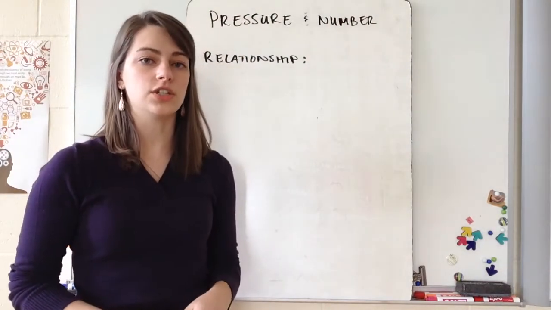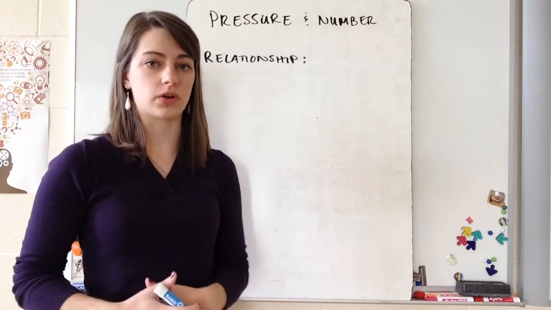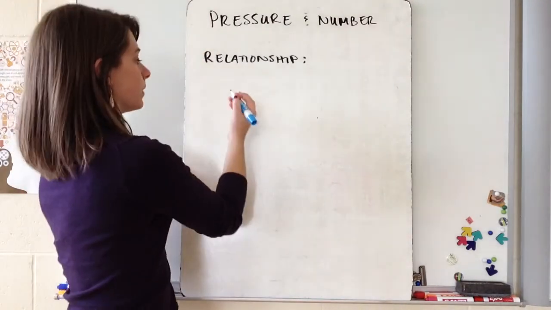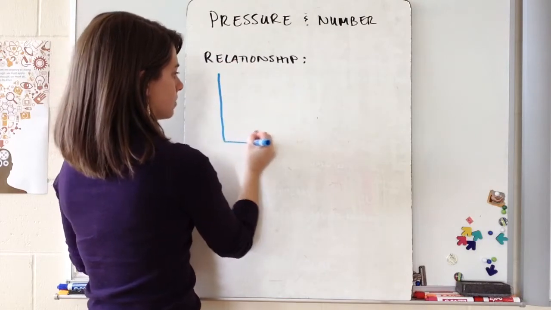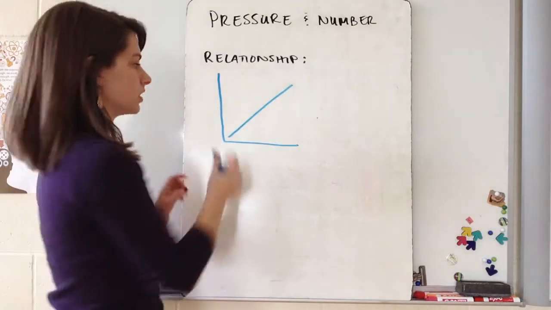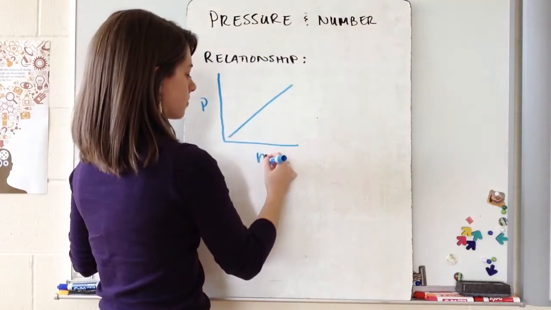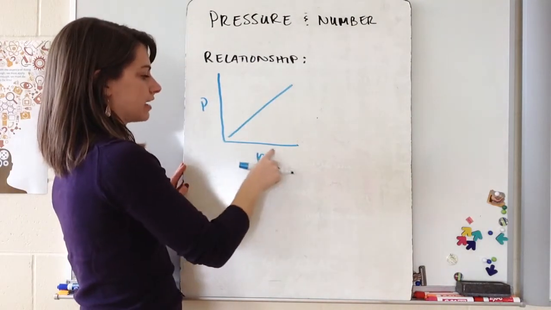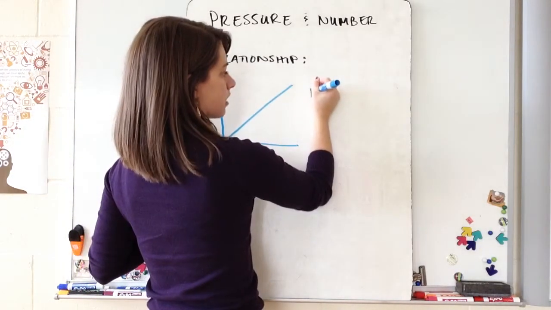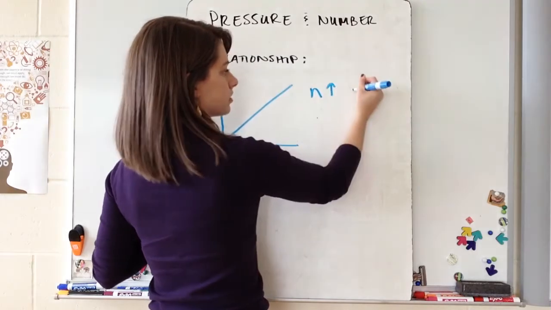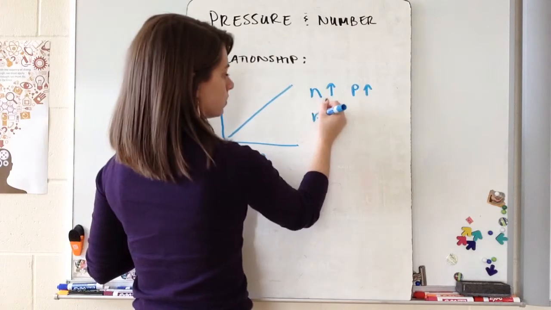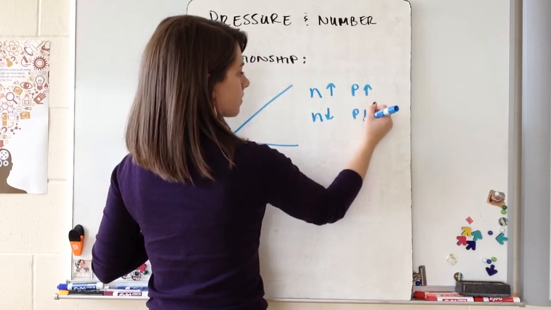So let's look at the relationship between pressure and the number of particles. When we did the pressure and number lab, or PN, and we graphed our data, we found that our data had a positive linear trend. So if this is our pressure and this was our number of particles, we saw that as we added number of particles, our pressure increased. So as our N increases, so does our pressure. And if we decrease our number of particles, our pressure is going to go down.